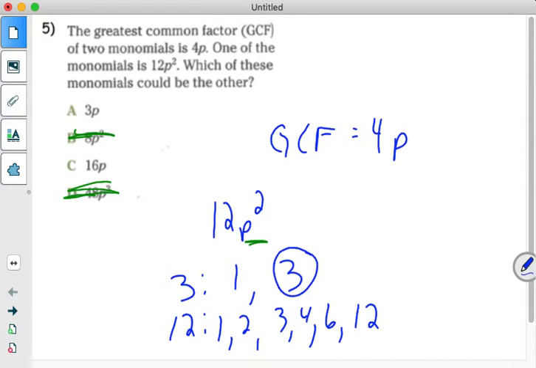I'm looking for a greatest common factor of 4. So it can't be 3. That means the answer has to be C. Okay, by process of elimination, we got rid of the other 3. So that answer would have to be C.